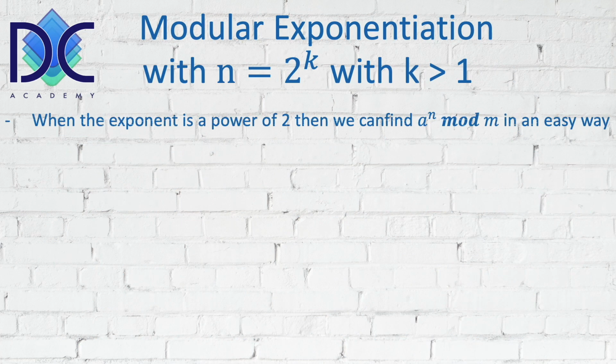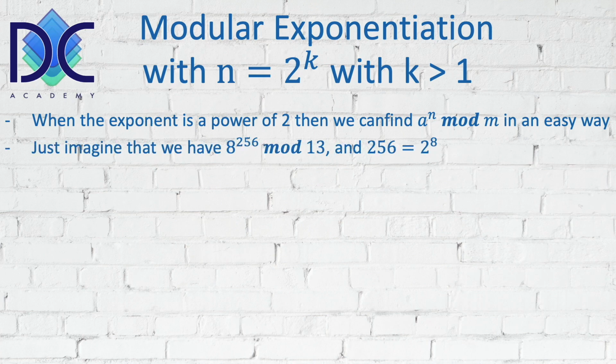So let's have a look at when n is equal to a power of 2, 2 to the power k, and k is, of course, larger than 1. When the exponent is a power of 2, then we can find a to the power n mod m in an easy way. And we will do it with an example. Just imagine we have 8 to the power 256 modulus 13, and we know that 256 is 2 to the power 8. We can say that 8 modulus 13 is 8.